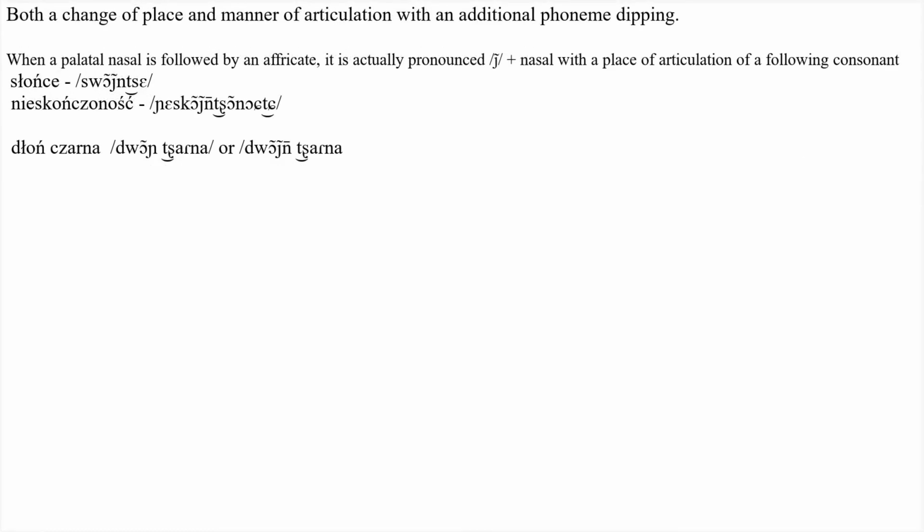There's also a very strange phenomenon happening in Polish, and it occurs when a palatal nasal ɲ is followed by an affricate, and then it is actually pronounced as a nasalized j, with a nasal of a place of articulation of the following affricate. So these words and a phrase are pronounced słońce, nieskończoność, dłoń czarna, or dłoń czarna.